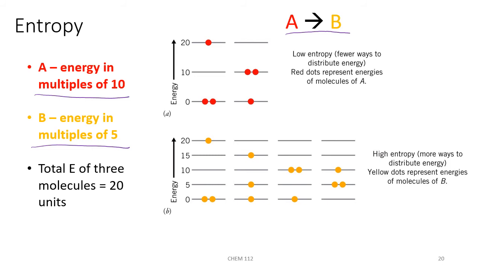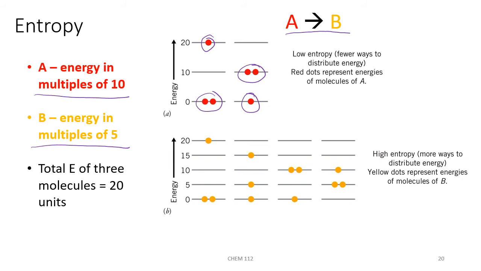So we could take 1 particle and place it right at 20, and the other 2 particles out of the 3 could be placed at 0. We could take 2 particles, each of 10, and place them at 10, and 1 particle and place it at 0. Those would be the 2 configurations, or the 2 microstate ways, that we could distribute the energy for reactant A. But B has energy in multiples of 5.